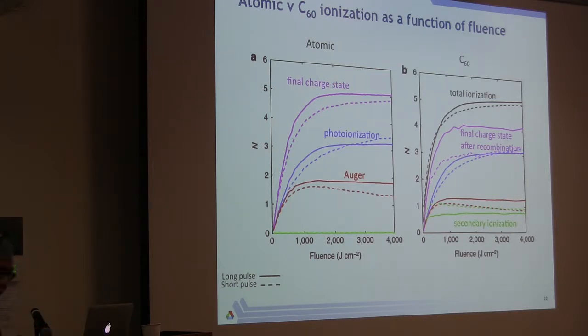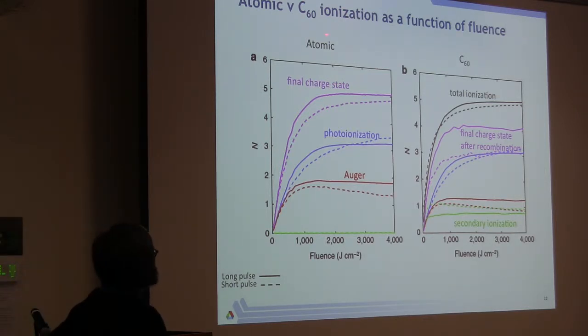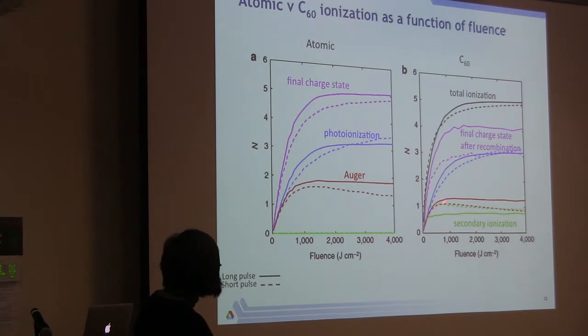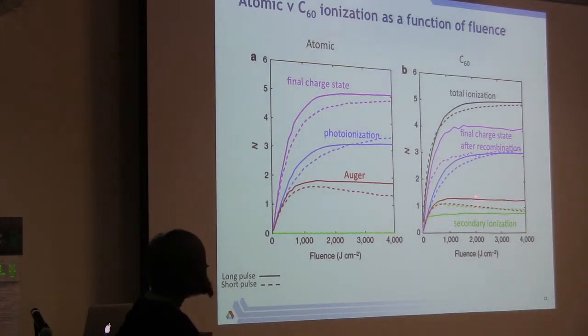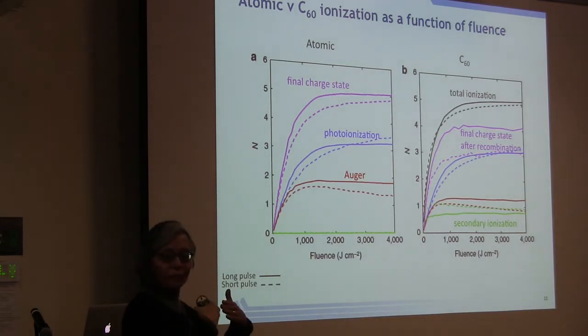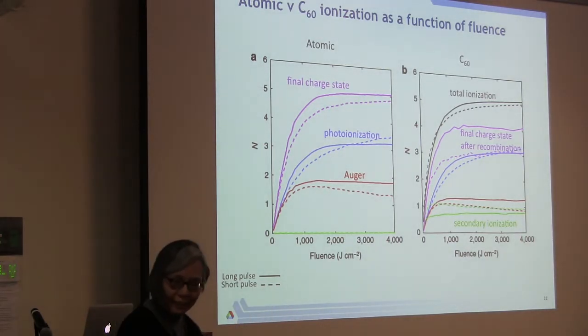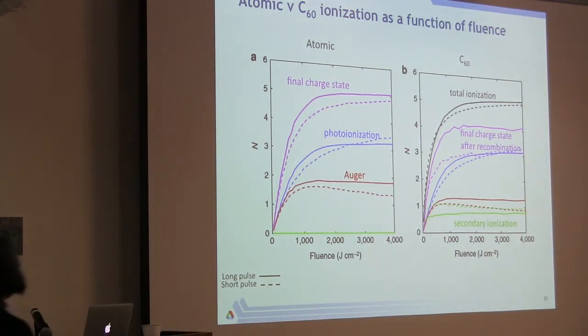And then, they did this very nice ionization as a function of fluence, both for the atomic case and for the C60 case. And what you can see, in the atomic case, it's very simple. You have photoionization, you have your Auger, and then you end up with a final charge state as a function of fluence. And for the C60, you have not only those two things, the photoionization and the Auger, but you also have the secondary ionization. And then that will give you a different total ionization, but not only do you have the secondary ionization, you also have the recombination, and so then you end up with this purple for the final charge state.